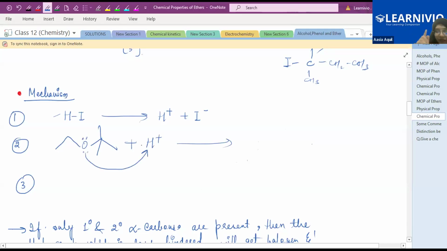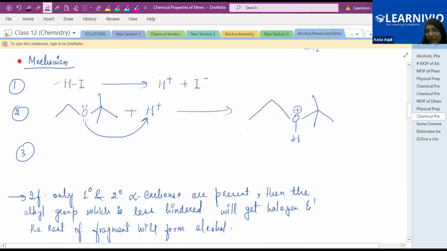The protonation of ether. So the lone pair of oxygen abstracts this H plus ion and it will become oxygen. Here you will write H and this whole tertiary group, and on this oxygen there will be a plus charge. Now see the next step. So this OH plus, right? This oxygen has three bonds now, so it will acquire positive charge.